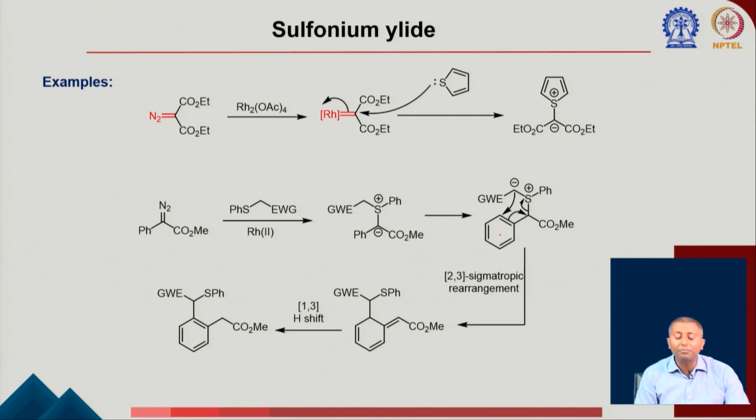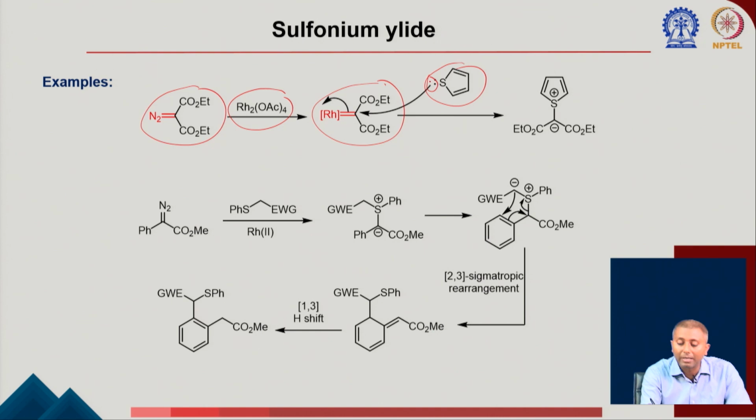Now I am going to talk about sulfonium ylide. So what is going to happen here? Again you can see using this type of diazo compound here, using the rhodium tetraacetate, it can form the corresponding carbene species which is going to attack this thiophene. The sulfur has a lone pair here which is going to get attacked here, and then it is going to form some sort of ylide species here.